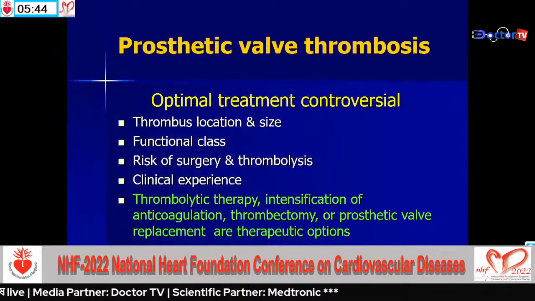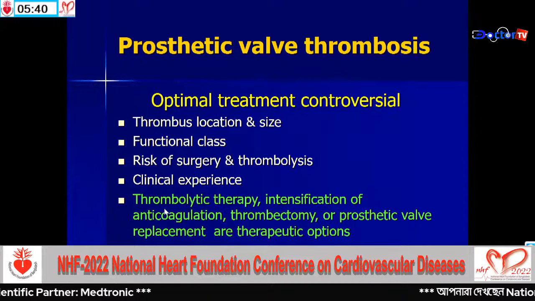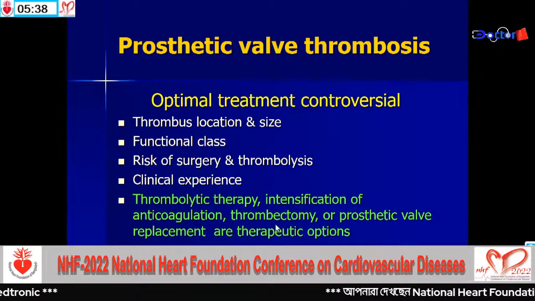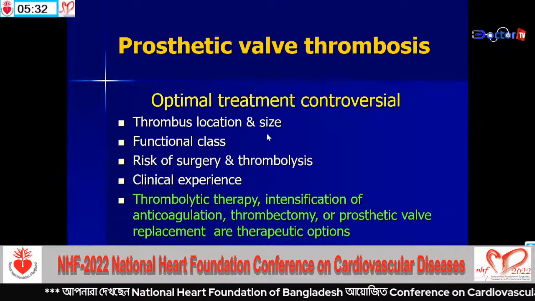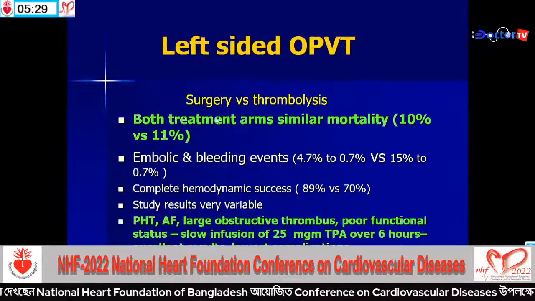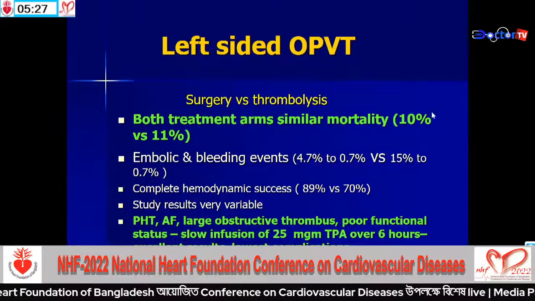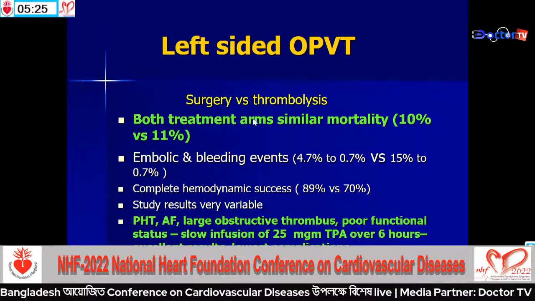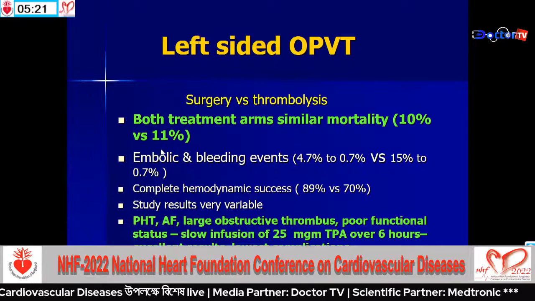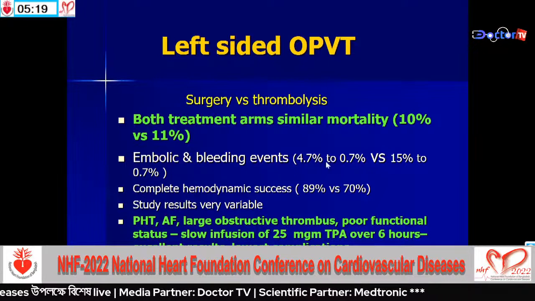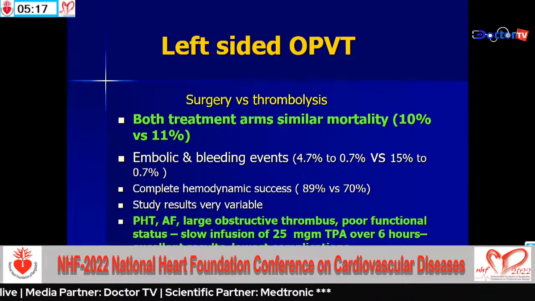And again, the optimal treatment of this is very controversial. Thrombolytic therapy and intensification of anticoagulation are some of the therapeutic options, but they depend upon the thrombus location and size. And you see the treatment arms have similar mortality, whether it is surgery or thrombolysis, 10% versus 11%. But the embolic events are slightly more with thrombolysis.